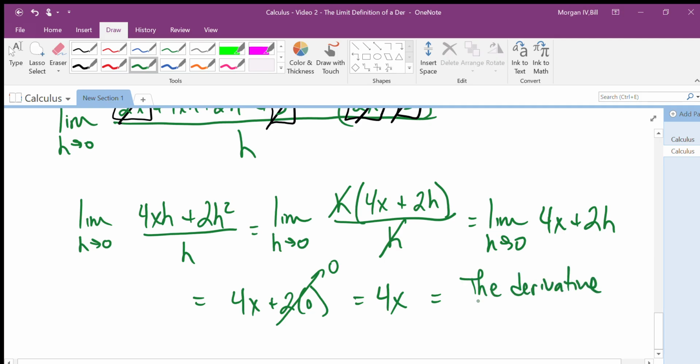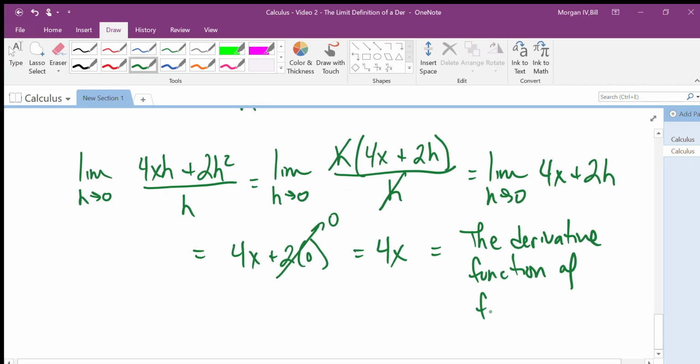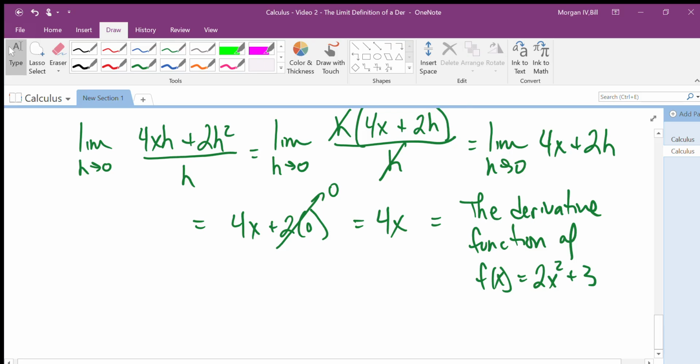It's the derivative function of f of x equals 2x squared plus 3. 4x is the derivative function of f of x equals 2x squared plus 3. Now, we don't want to have to write out the derivative function of f of x equals 2x squared plus 3 each time, so we need a notation to represent the derivative.